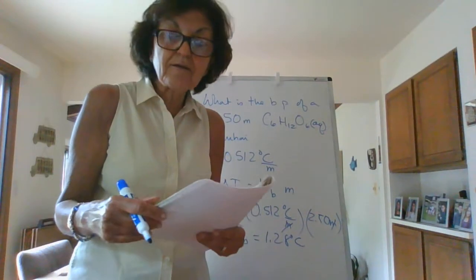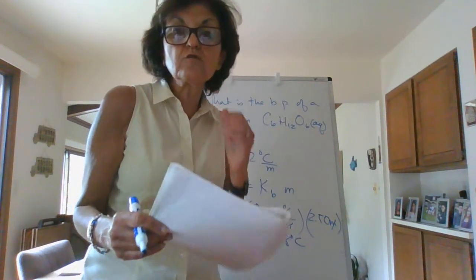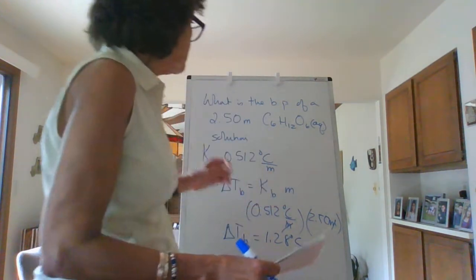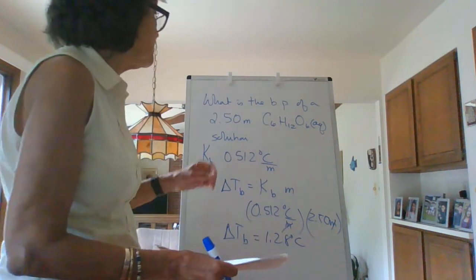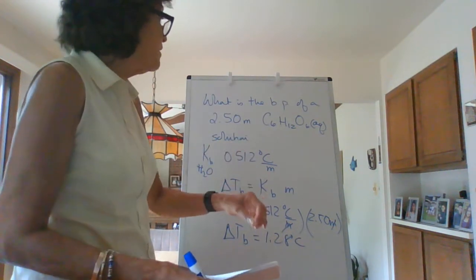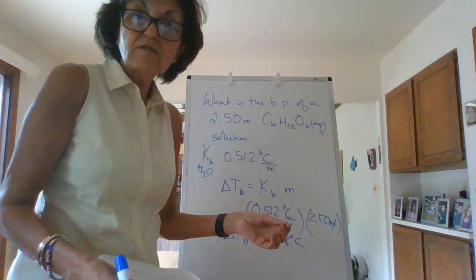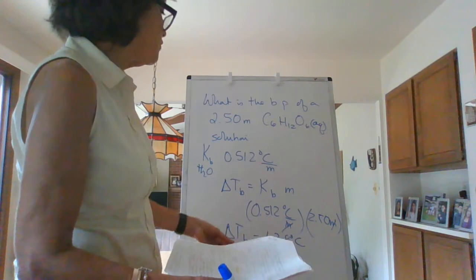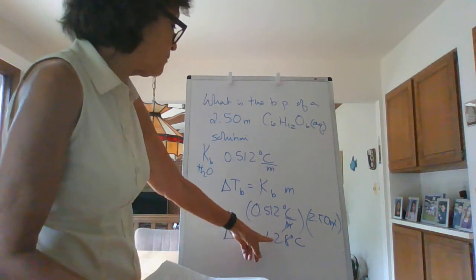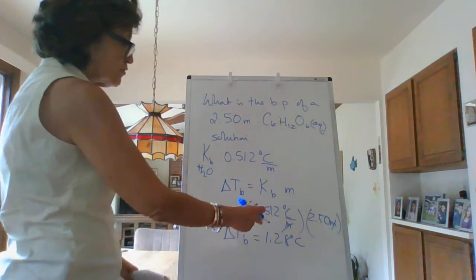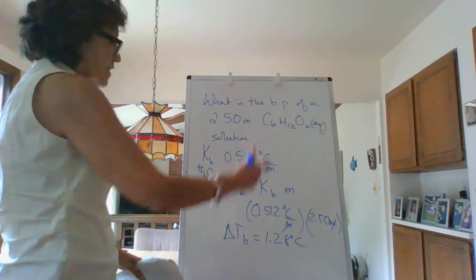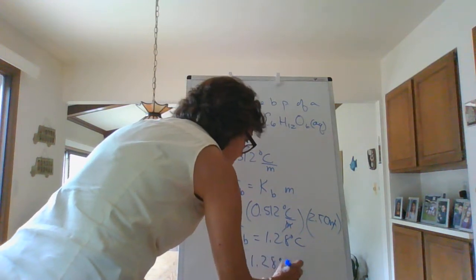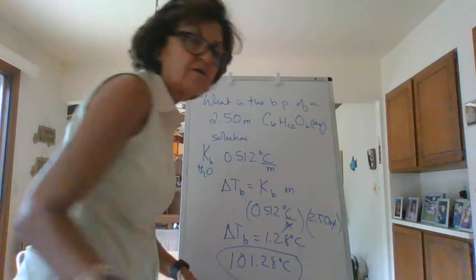It's telling us that the boiling point of this solution is elevated by 1.28 degrees. So what is the actual boiling point going to be? Well, normally pure water is 100 degrees, right? So if it's not pure water now, it's a glucose solution, it's going to go up by 1.28. So you take 100 plus 1.28, the answer is 101.28 degrees Celsius. This is the boiling point of the solution.